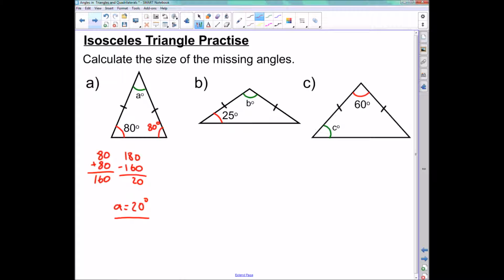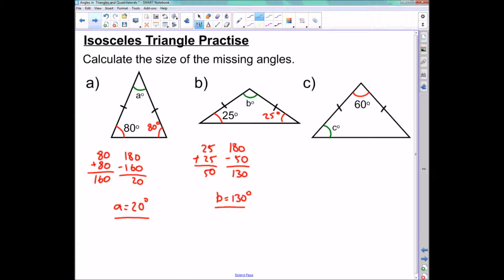Again, for B, I'm going to mark on my base angle, which is 25 degrees. Again, treat it just like a normal triangle question. 25 and 25 is 50. 180 take away 50 is 130. So B is 130 degrees.